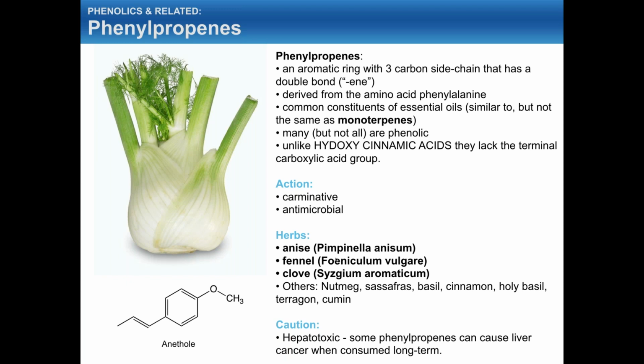So those are the phenylpropanes. Now the next group we're going to talk about are the hydroxycinnamic acids. And those ones will have a carboxylic acid group at the end. When you start adding oxygens and carboxylic acid to these structures, it will make it more water soluble. It also raises the boiling point, or may not make it easy to boil at all.